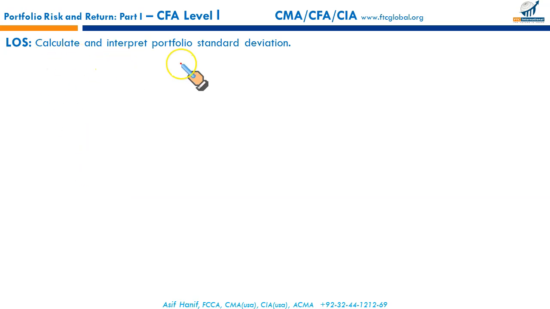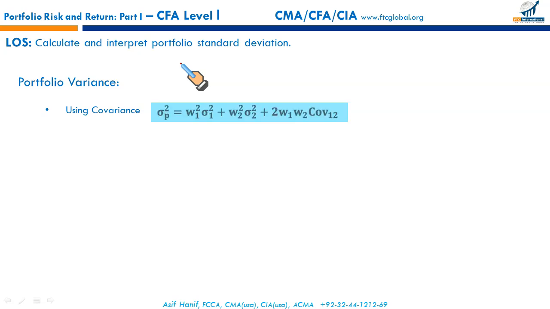Next LOS is calculate and interpret portfolio standard deviation. What if we want to calculate the volatility of a portfolio that has two assets in them? So this is the formula we can use. Either you can use the covariance one or the one using correlation.